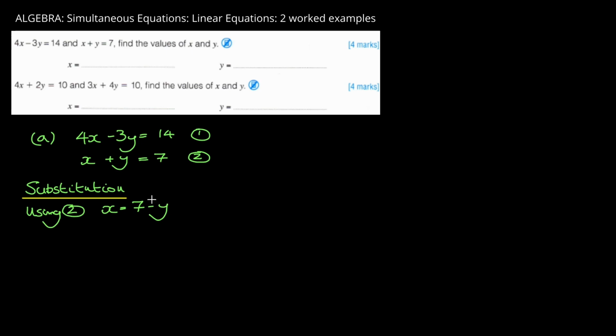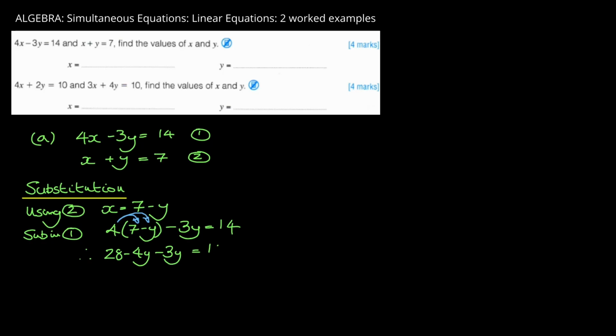So what I've now got to do is, wherever there's an x in equation 1, replace it with 7 minus y. And we get 4 times this lot, and then the rest is copy and paste. Now we've got to split this bracket apart, and we get 28 minus 4y minus 3y is equal to 14. Quite a lot of the 7 times table appearing here, so I'm hoping for a simple answer. Therefore, y's on one side, which will be the right-hand side for the moment, and numbers on the left.